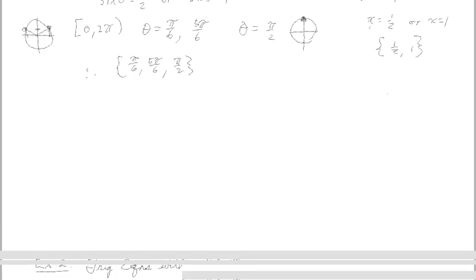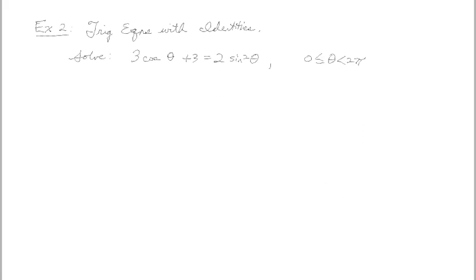The next example is solving trig equations that involve identities. Sometimes, if you look at this question, you can see that I have two trig functions. Oftentimes I want to get it in terms of one trig function so that I can solve it, or get it in a factored form with one side equal to 0, so that I can factor the other side and use the zero product property.